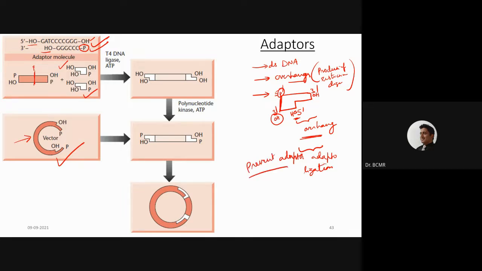Because the central idea of using adapters is to not use restriction endonuclease, since the fragment may otherwise suffer internal breakage. If the adapter is not dephosphorylated, it may ligate and form a linker, and then we have to use a restriction digestion. So that's not a good solution. Therefore, we remove one of the phosphate groups to prevent adapter ligation.